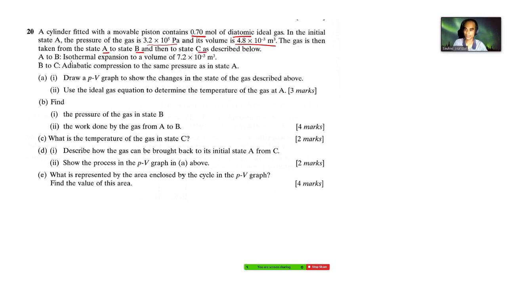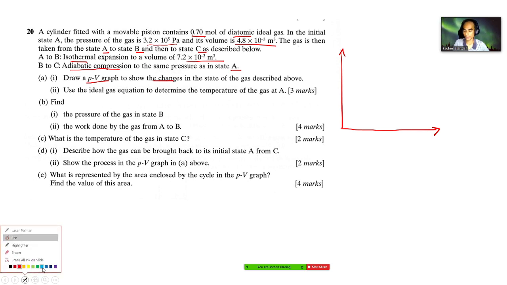A to B is isothermal. Isothermal means that it will be moving in an isotherm curve. Expansion to a certain volume, and then adiabatic compression, compressed to the same pressure as in state A. So draw a PV graph to show the changes of state in the gas described above.